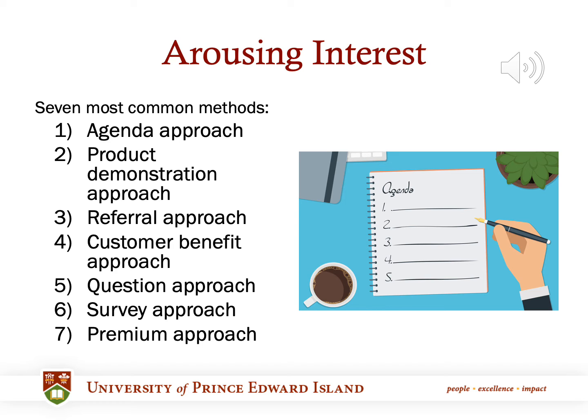So how do you arouse interest in a prospective customer? Well, there are 7 common approaches. You can have an agenda, and a lot of people really appreciate when you're going to have a meeting, whether it's a formal presentation or just a meeting with somebody, to have an agenda so that they know what to expect. And if the agenda is provided in advance, it gives them an opportunity to reflect on what they may want to say or ask during the meeting.